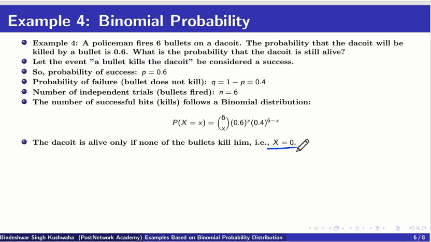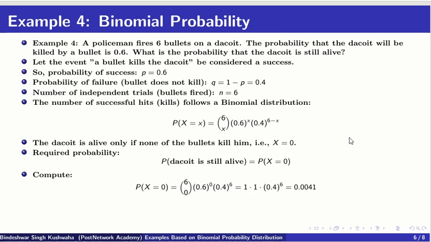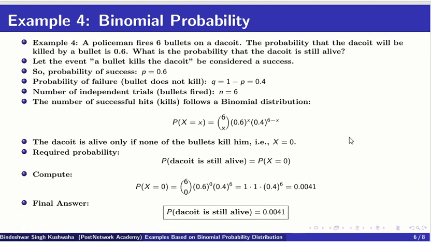Here x is equal to 0, we have to find the probability where x is 0. The dacoit is still alive, P is equal to P(x = 0), so we will plug in the value, and that would be 0.001. Final answer, the dacoit is still alive, 0.0041. So hope you understood all 4 examples, and using these examples you have understood how to apply the binomial distribution for solving real life problems.